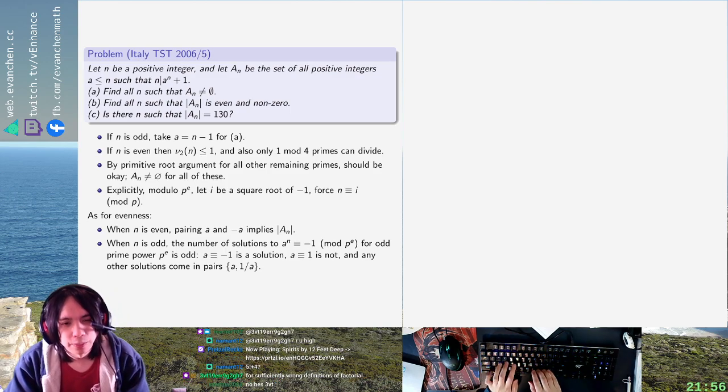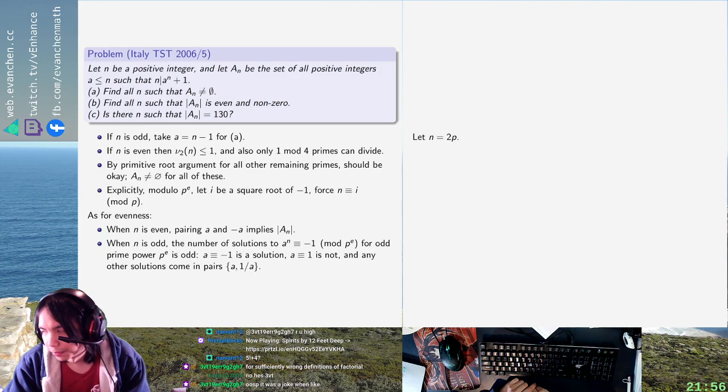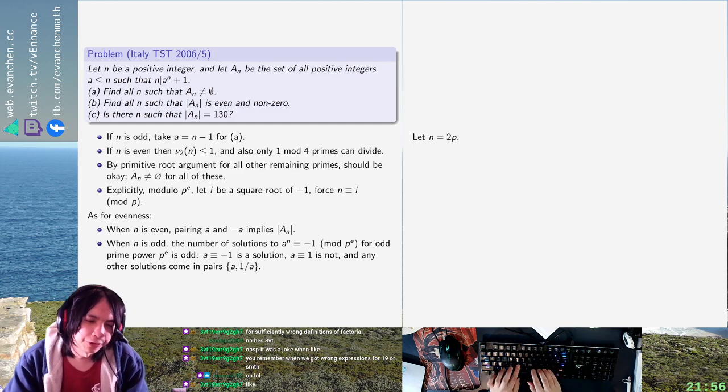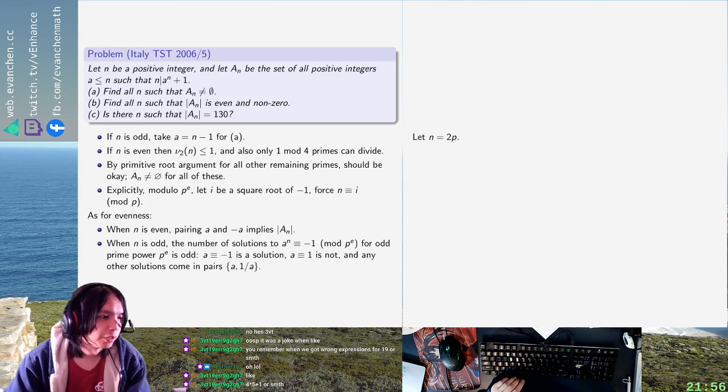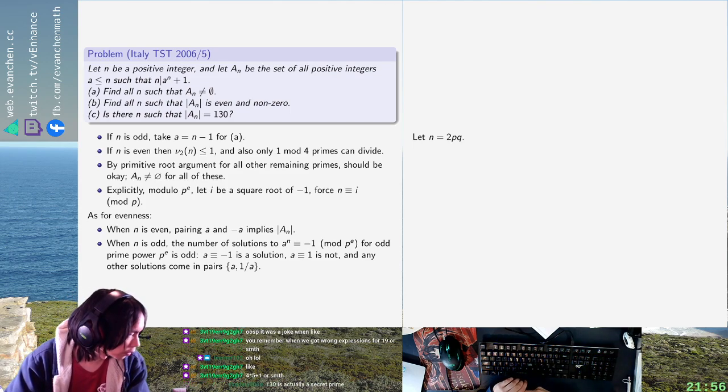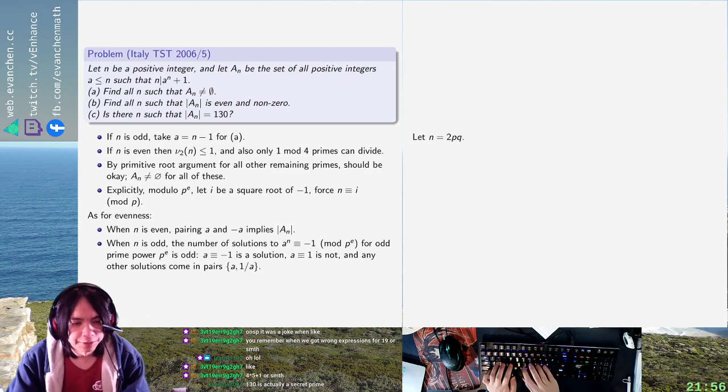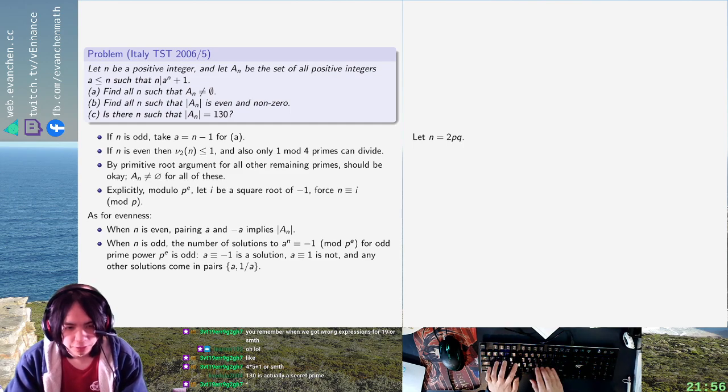Okay, so when n equals 2p, how many solutions are there? That should be two. Not very good. Let's try 2pq, alright? If n is 2pq, how many solutions are there? So it's the product of the number of solutions modulo p and the number of solutions modulo q. Shoot.